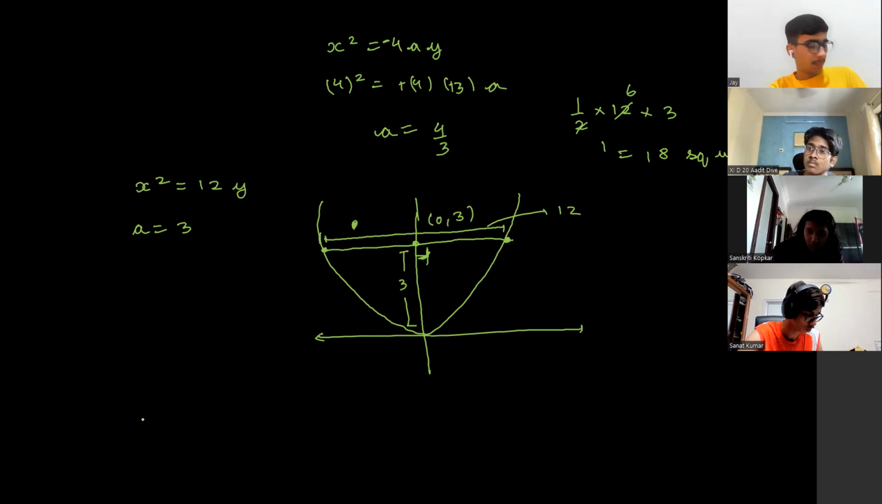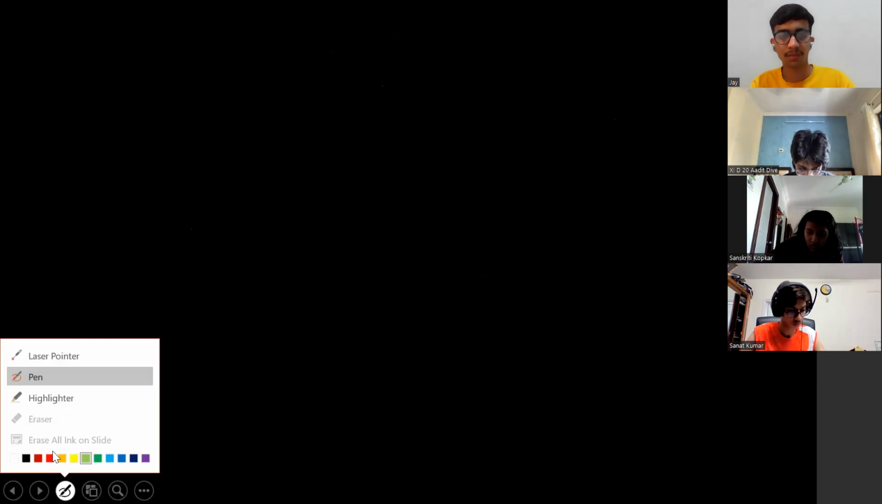Oh, I missed out on one part. Write one heading: position of a point with respect to a parabola. It's the same as that of a circle. So you need the square term's coefficient to be positive.